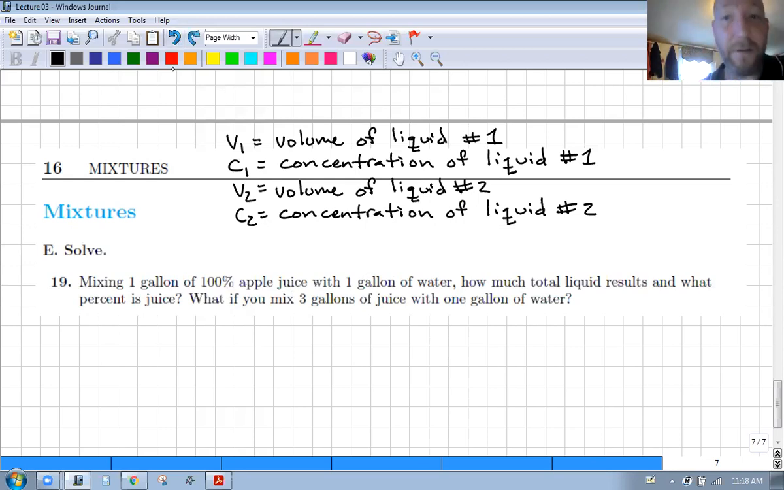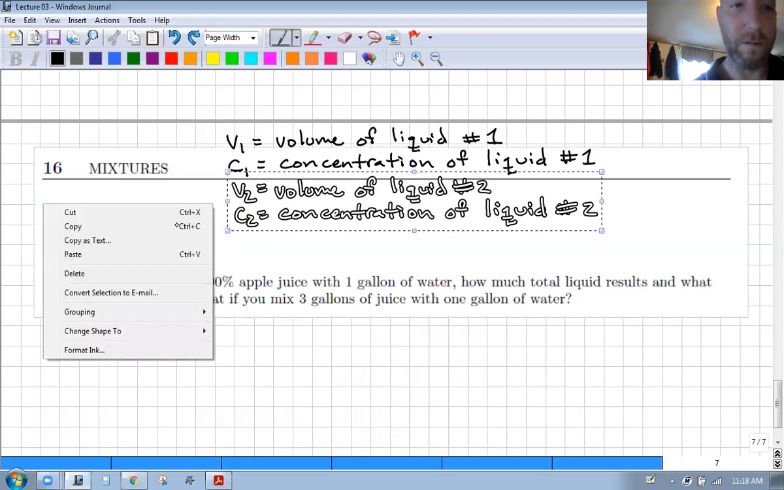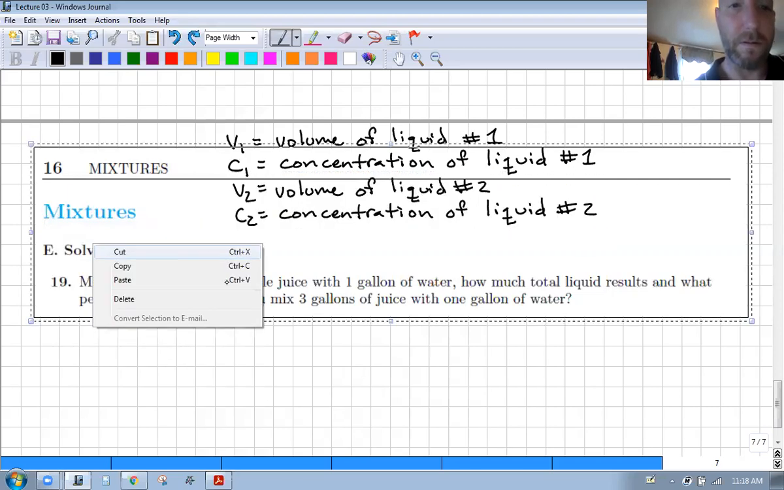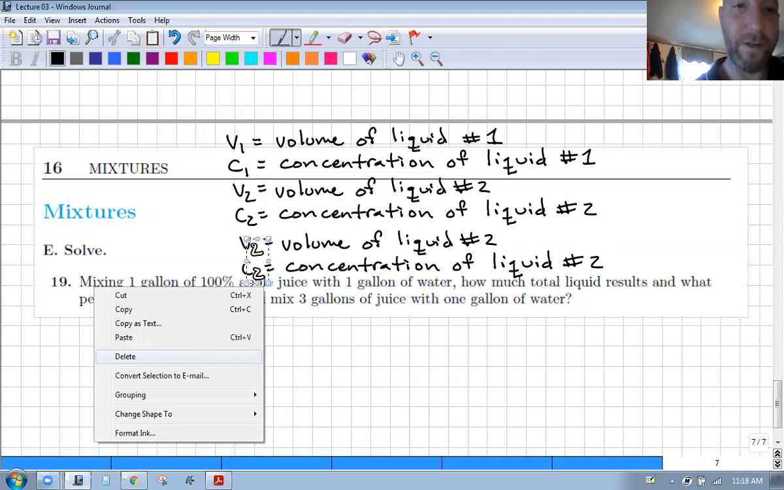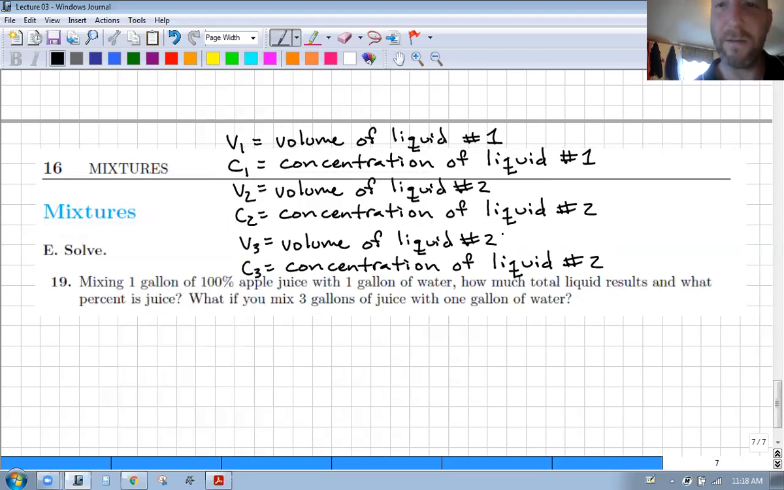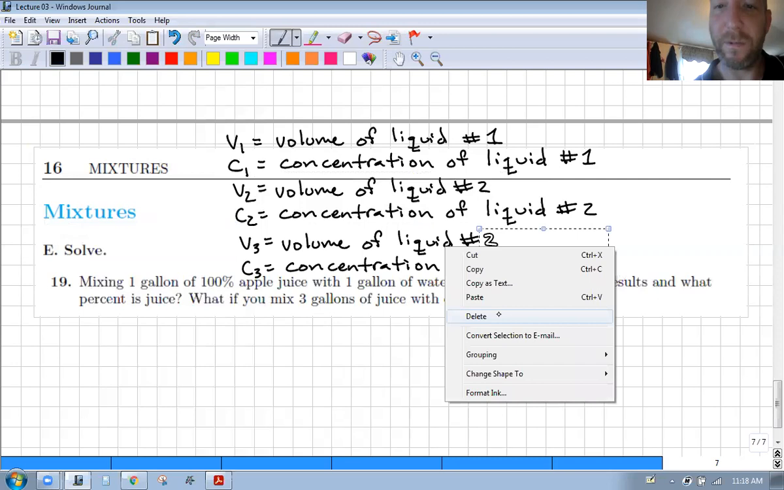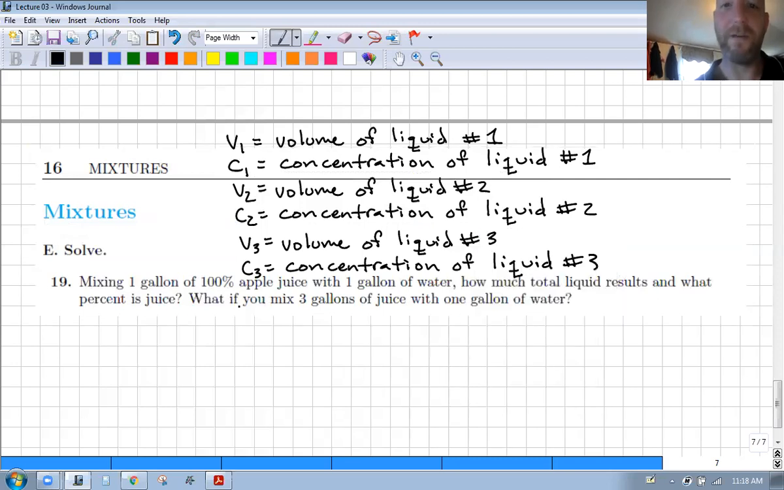Okay. And now we also have the resulting liquid. So we have two more variables here. We have V3 and C3. Volume of liquid number 3. This is the resulting mixture.